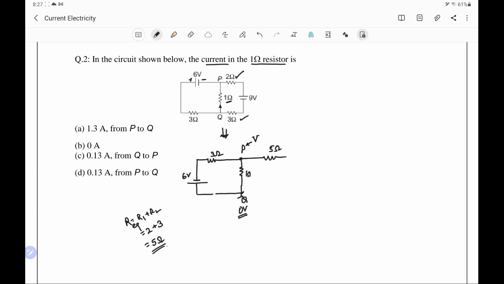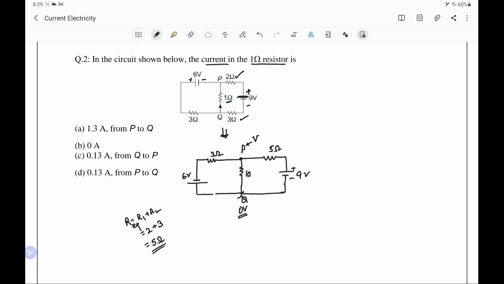And the remaining part is the 9 volt cell, with its positive terminal connected to P. This is the positive and this is the negative, because this is the larger plate. And this is connected to Q. So these two circuits are equivalent circuits. We just interchange the position of resistance and cells in series, which we can do, and combine the two resistors in series into a single resistor.